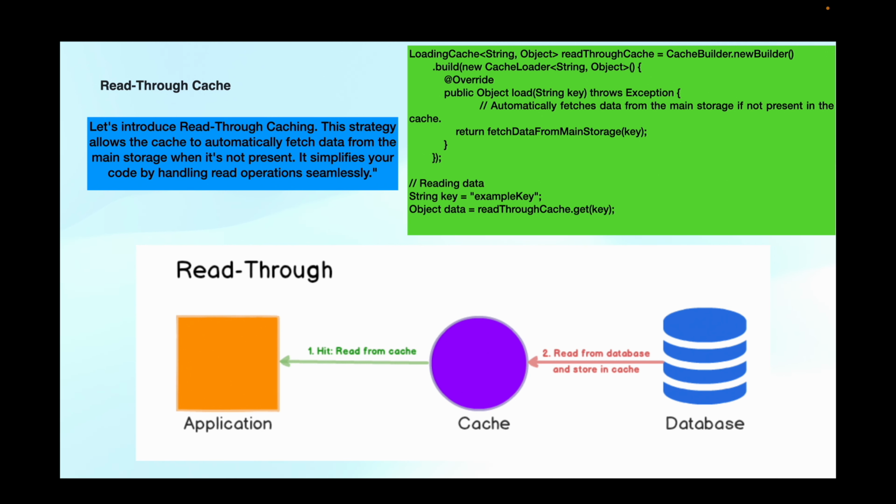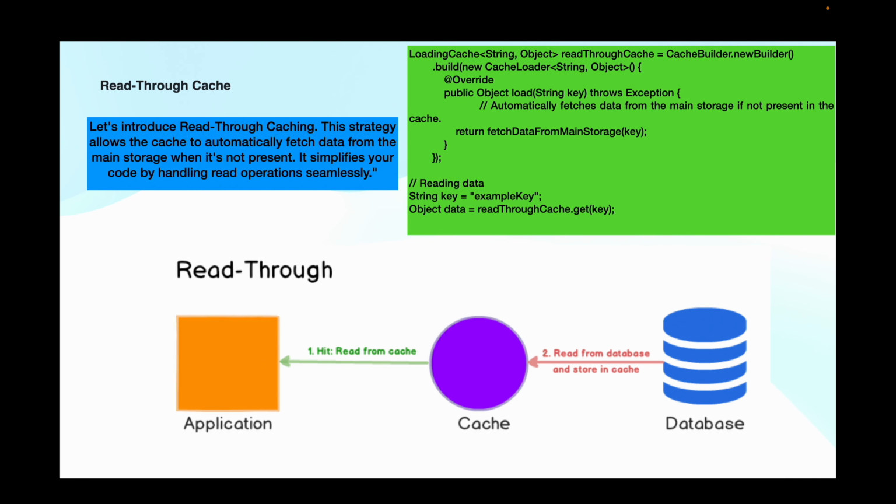This strategy allows the cache to automatically fetch data from the main storage when it is not present. It simplifies your code by handling read operations seamlessly. You got it, I think. So basically there is a CacheBuilder again, and we will use a load method inside, and it will automatically fetch using the key, whatever key you want to fetch from the DB. So here you can see read through cache. The readThroughCache is an object of LoadingCache, and it will get based on the key. Very simple, only a few lines. It will make your application faster.